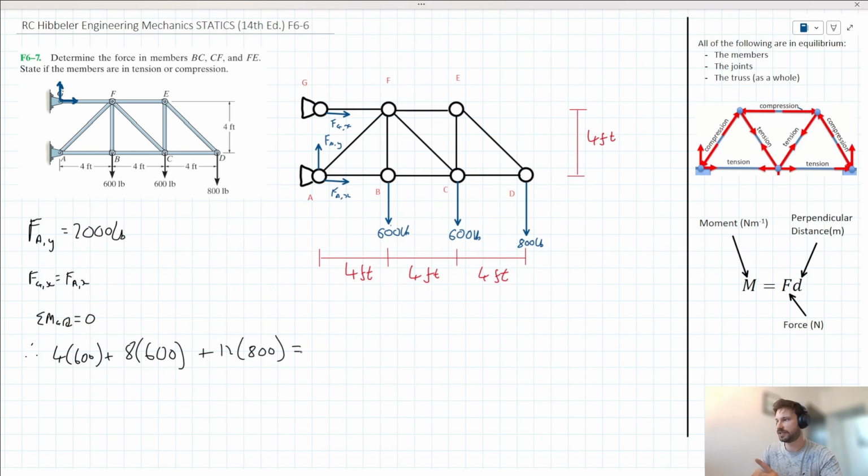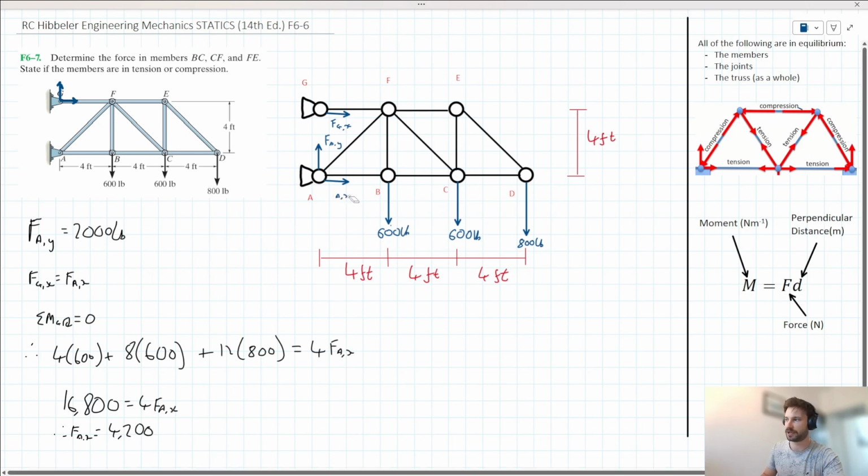And we can say this is equal to things acting anti-clockwise. What do we have acting anti-clockwise? Well, we've got this FAX, which is 4 feet away from point G. So we can say 4 times FAX. When we put this left-hand side into our calculator here, we get a value of 16,800. And we can say this is equal to 4 times FAX still, and we can then divide by 4 on both sides. So we can say, therefore, FAX is equal to 4,200.